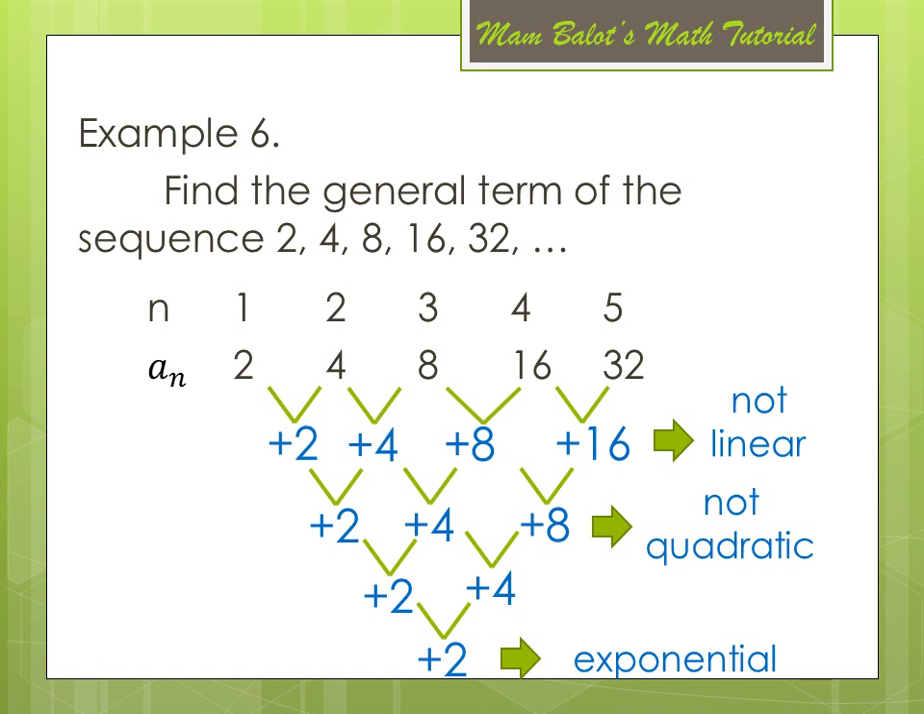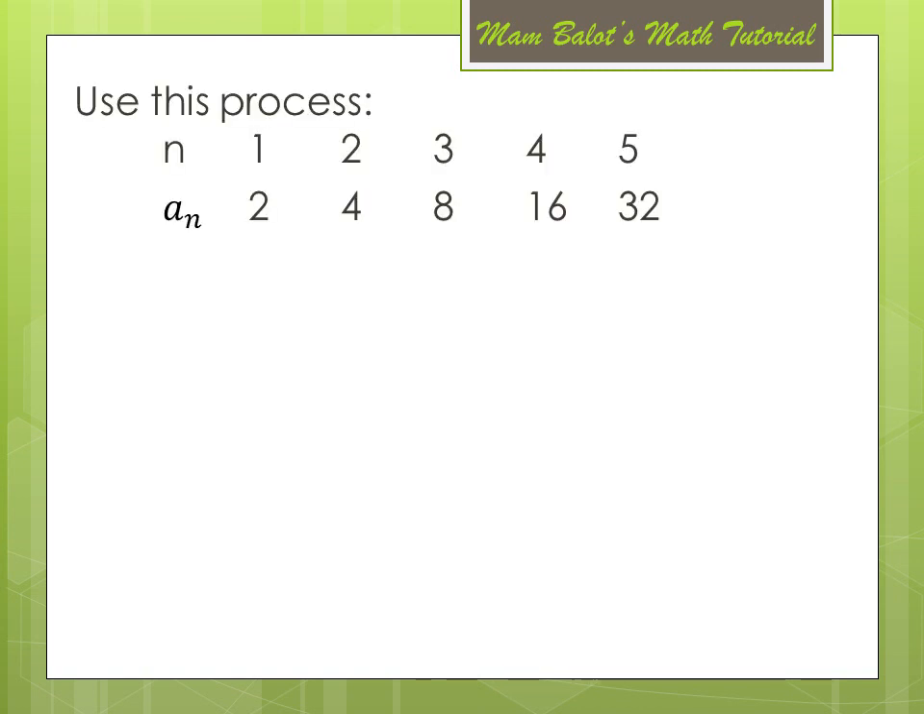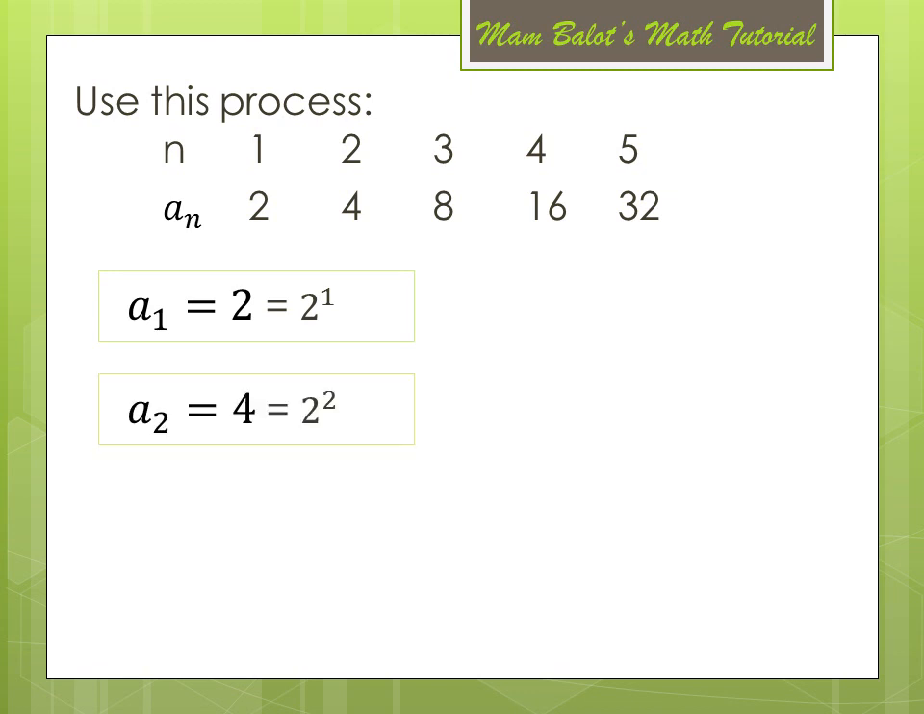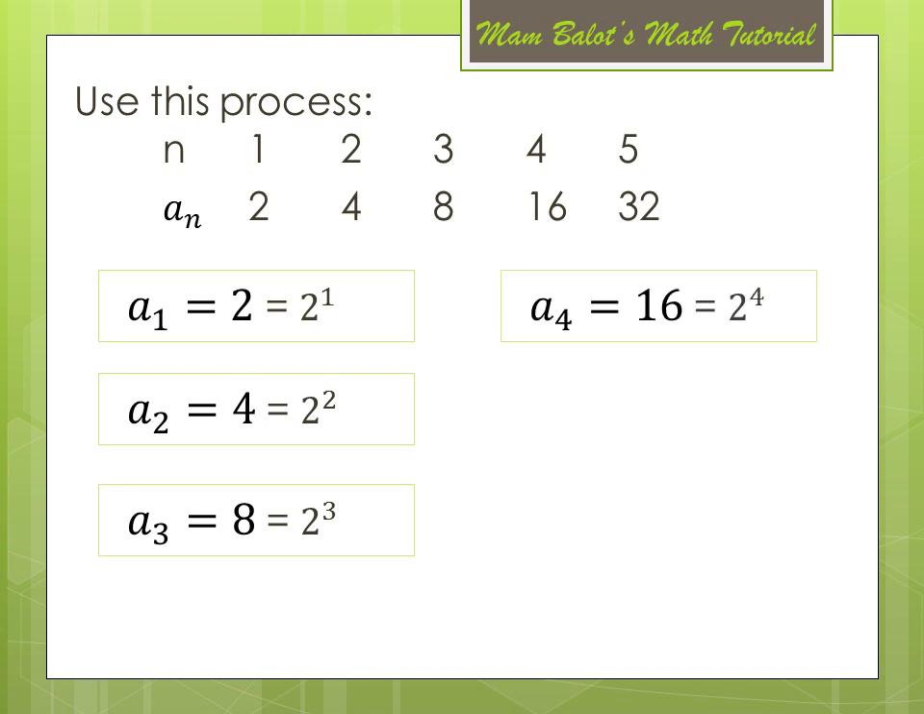Since exponential function is not yet discussed in grade 10, we will use another strategy to solve this sequence. We will now use this process. From the table here, we can see that a sub 1 is equal to 2, which is equal to 2 to the first power. A sub 2 is equal to 4, which is equal to 2 squared. And then a sub 3 is equal to 8, which is equal to 2 cubed. A sub 4 is equal to 16, which is 2 to the 4th. And a sub 5 is equal to 32, which is 2 to the 5th.